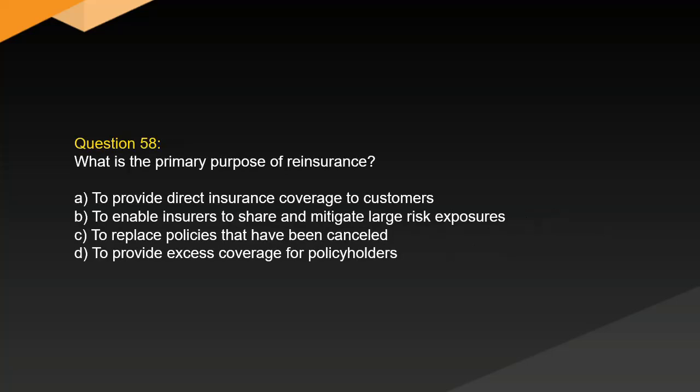Question 58. What is the primary purpose of reinsurance? A. To provide direct insurance coverage to customers. B. To enable insurers to share and mitigate large risk exposures. C. To replace policies that have been canceled. D. To provide excess coverage for policyholders.